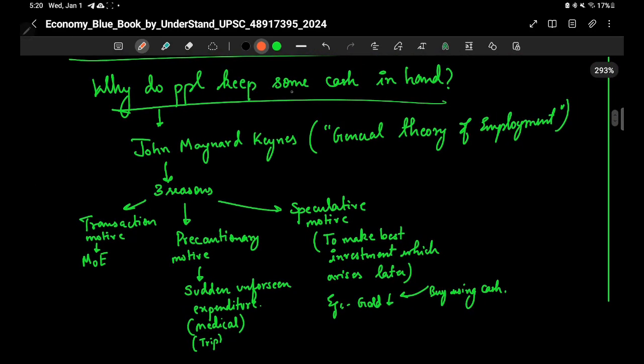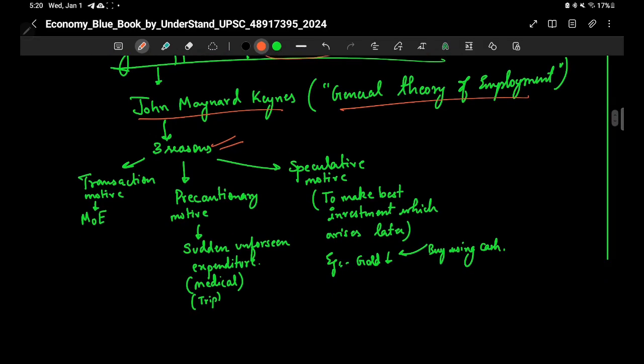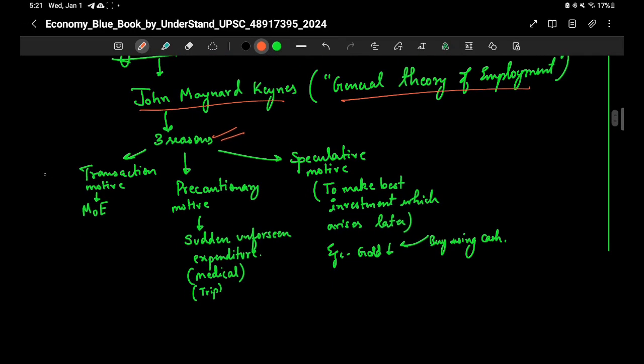Why do people keep some cash in the hand? According to John Maynard Keynes, who is an economist, he wrote in his book General Theory of Employment, there are 3 reasons why people keep some cash in their hand and not all the money in the bank account. First reason is transaction motive. Money acts as a medium of exchange. If you want to buy something, money acts as a medium of exchange. It's a primary function of wealth. So that is one of the reasons.